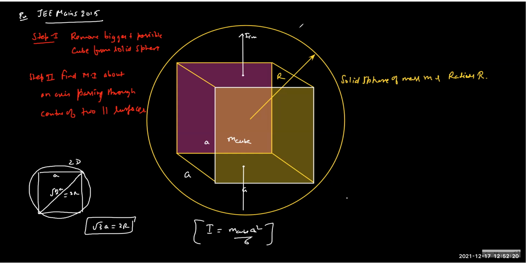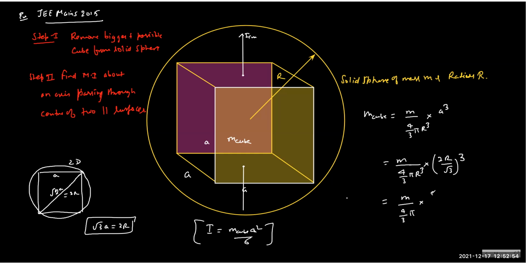So what is the mass of the cube anyway? It's M times 4 by 3 pi r cube into a cube, correct? And A is how much? A is 2r by root 3, whole cube. So it is M, 4 by 3 pi into 8 by 3 root 3. It's 2M by root 3 pi, yeah? Is this the answer? Yes, sir.